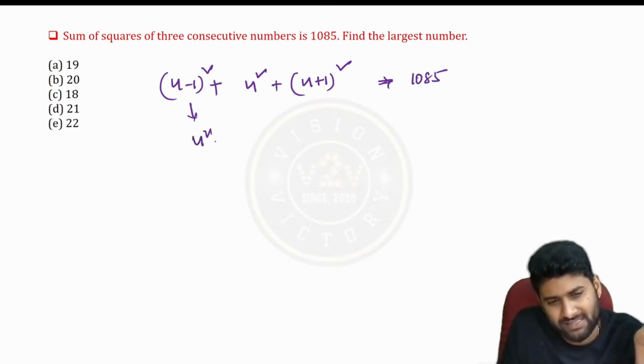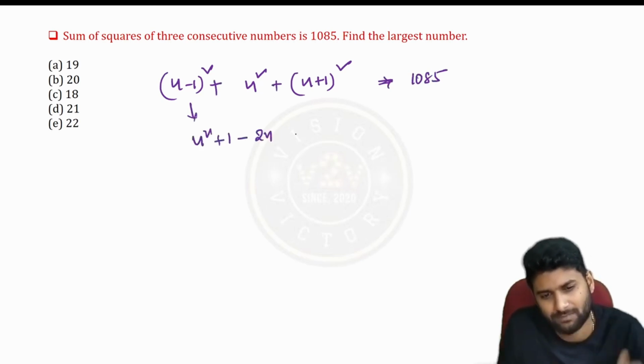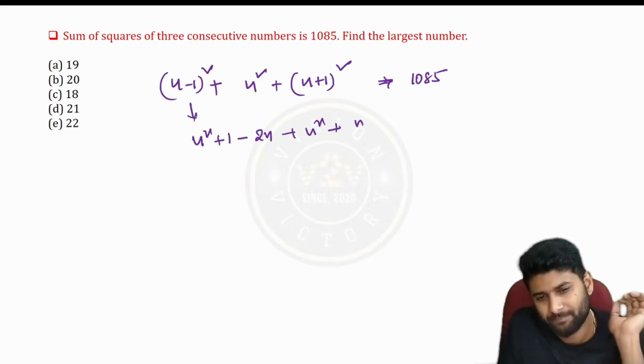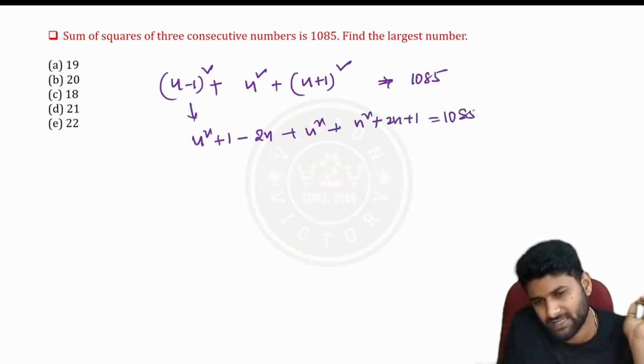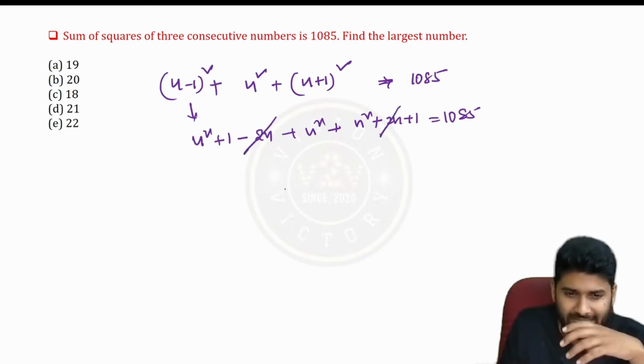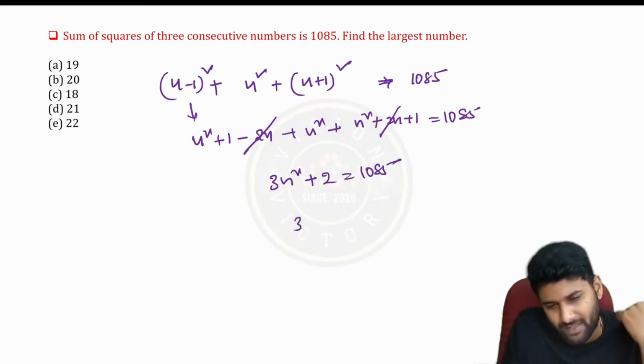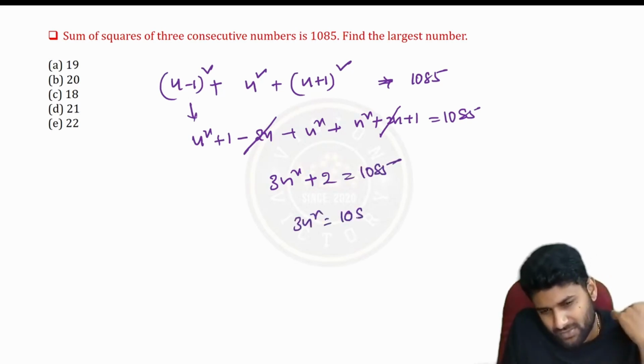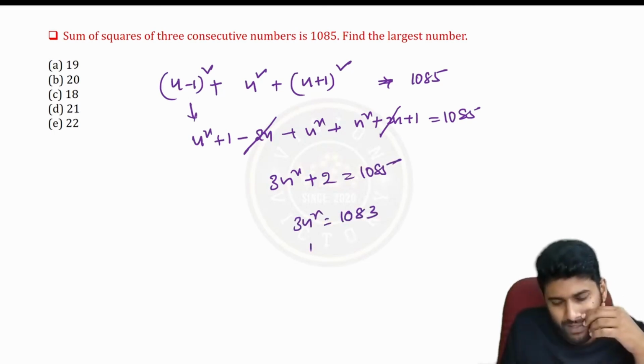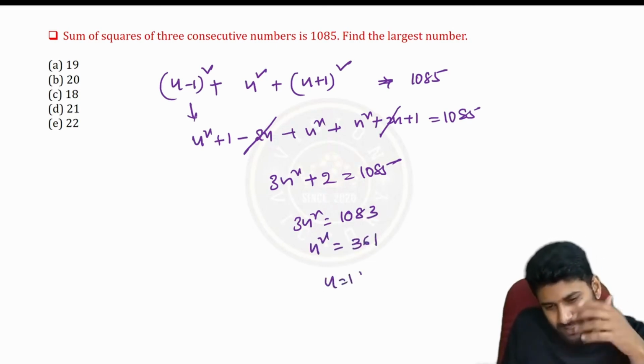Use the formula: n squared plus 1 minus 2n, n squared, n squared plus 2n plus 1 is equal to 1085. Cancel the terms and you will get 3n squared plus 2 is equal to 1085. 3n squared is equal to 1083. Now n squared is exactly equal to 361, so the n value becomes 19.